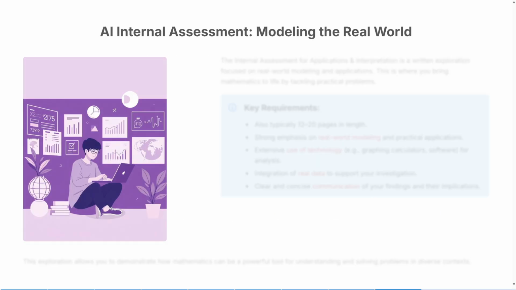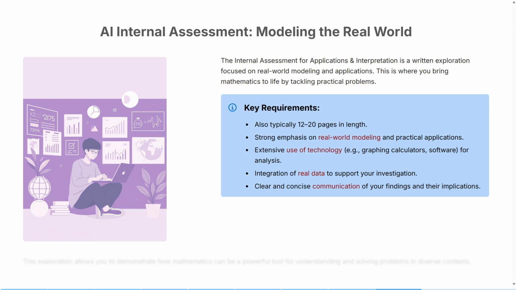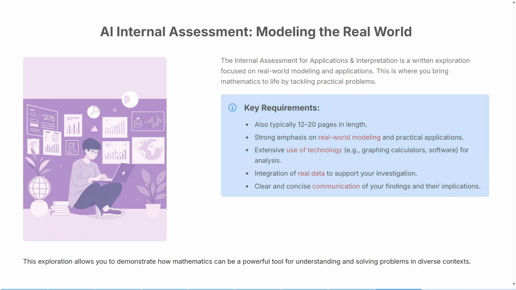The internal assessment for AI focuses on modeling real-world problems. It's also 12 to 20 pages in length, but the emphasis is on practical applications, technology, and real data. You're expected to use tools like graphing calculators or software, integrate actual data sets, and clearly communicate your findings. This is where you can show how mathematics comes alive outside the classroom.